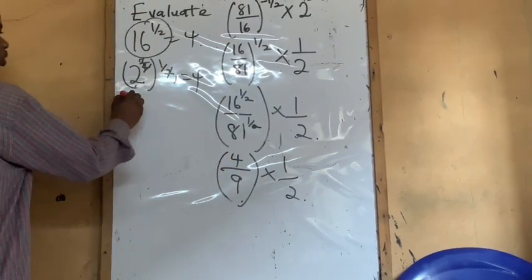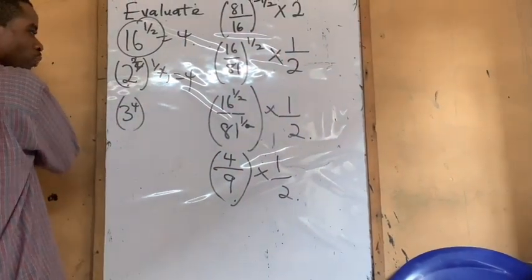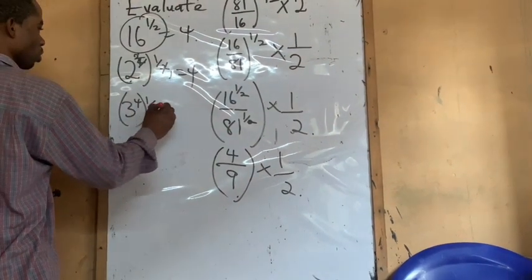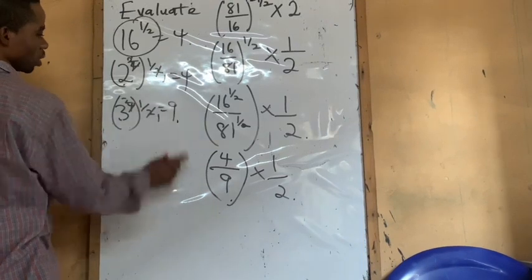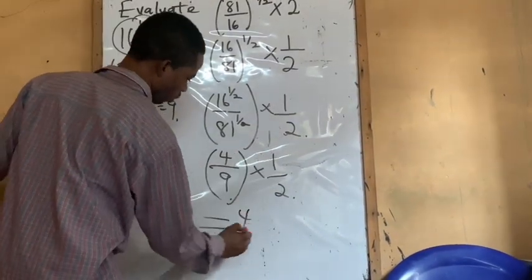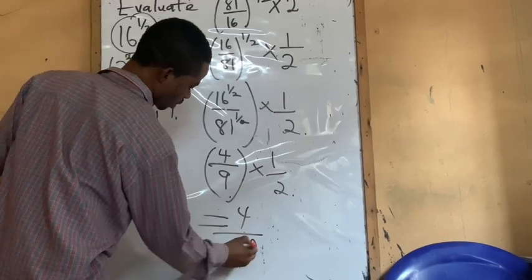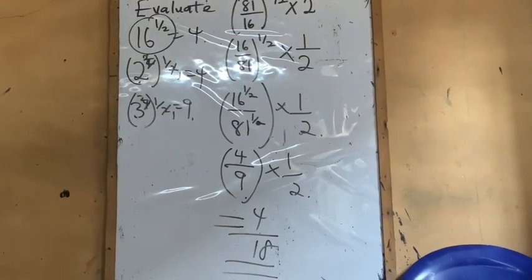Or the same way you can also say 3 raised to power 4, 1 over 2. 2 here 1, 2 here 2. 3 raised to power 2, that is 9. So the same way, that means 4 times 1, that is 4, and 9 times 2, that is 18. So, simple as that.